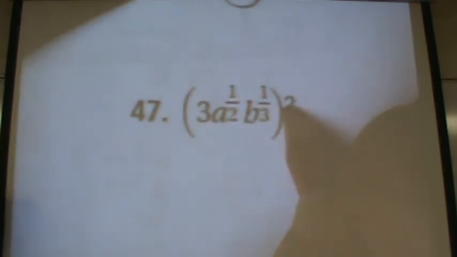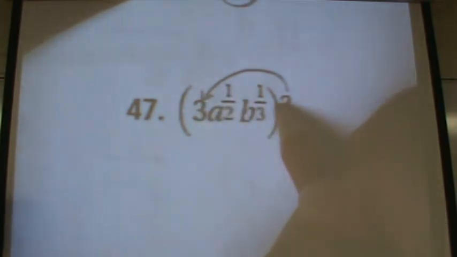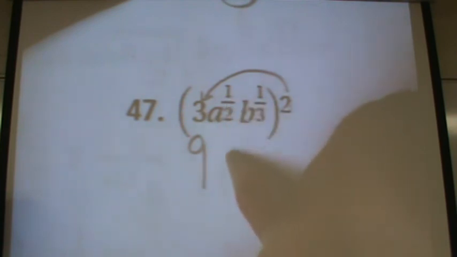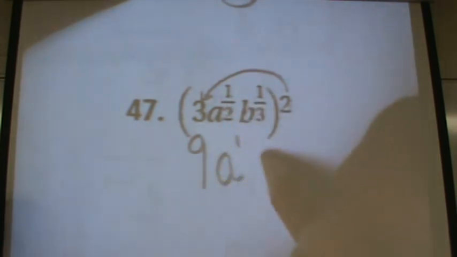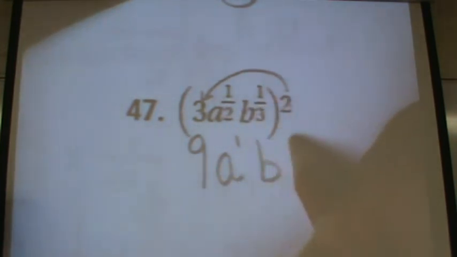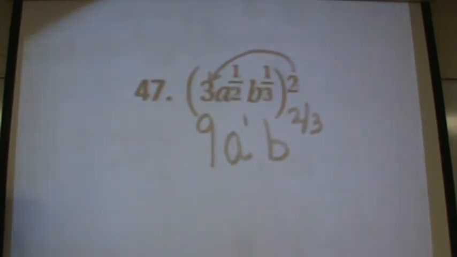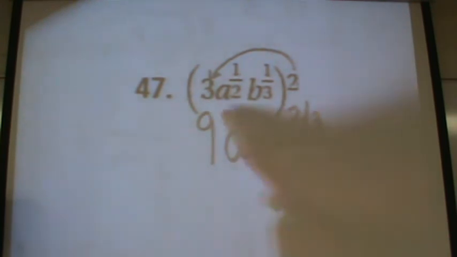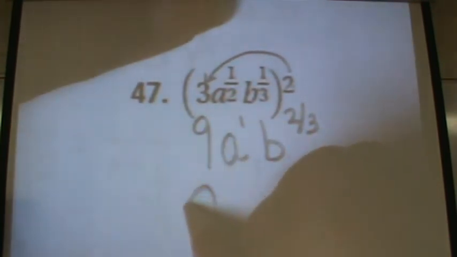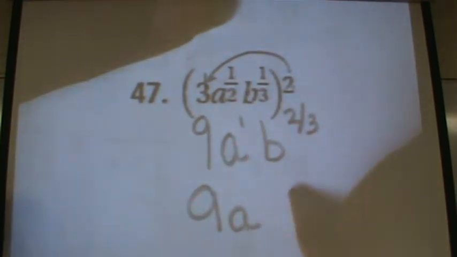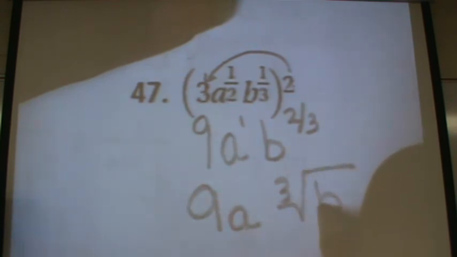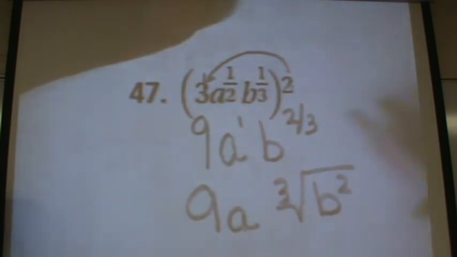47, you've got power outside, so you're going to square 3. 3 squared is 9. You're going to multiply 2 times 1/2, you get to the first power, and b, 2 times 1/3 is 2/3. Now you could leave the answer like that since it's written in exponential form, or you could write 9a times the cube root of b squared. These are both good answers, but this is actually more preferred.